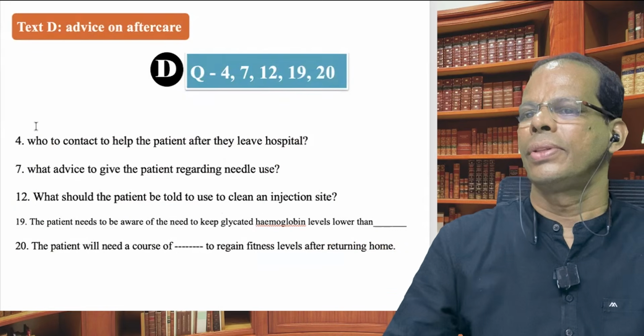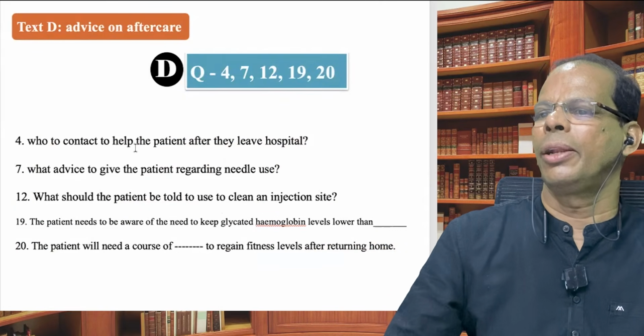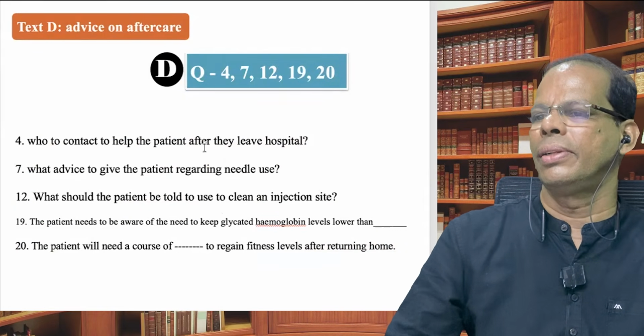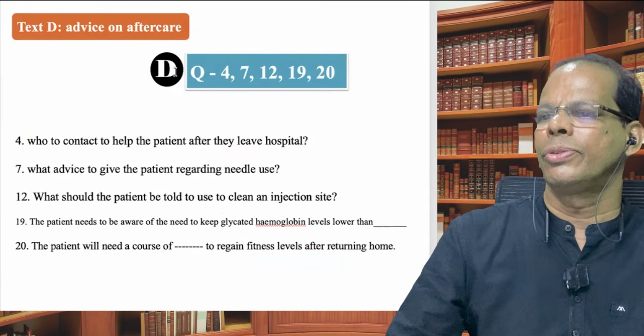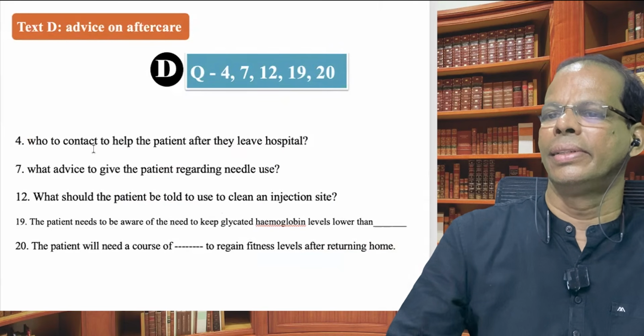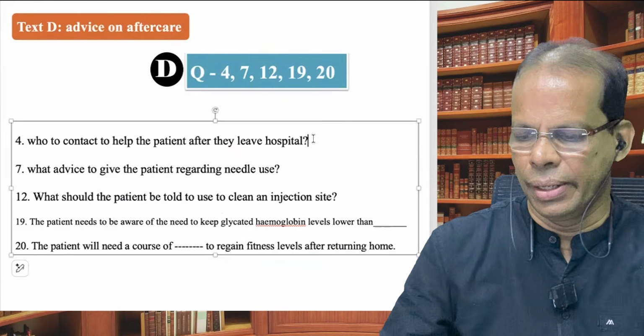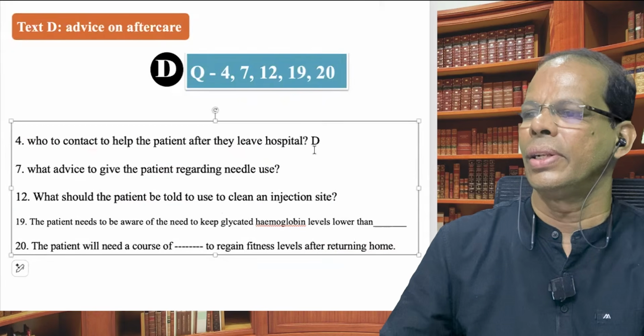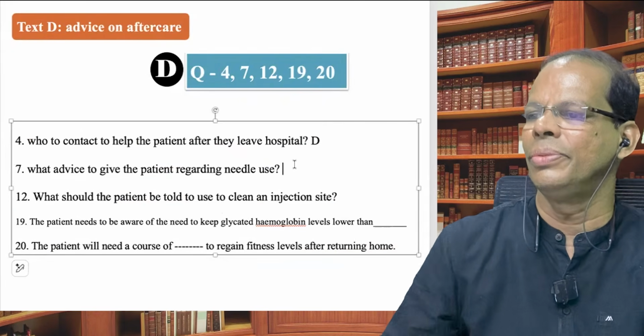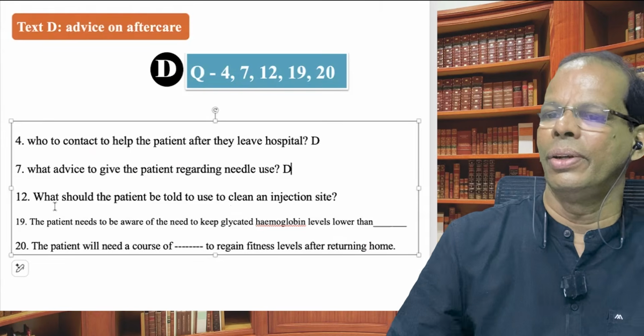So these are the questions. Who to contact to help the patient after they leave hospital? After they leave hospital, we said that is aftercare. That is just to mention D, the D letter, nothing special. The 7 also. What advice? We have already seen D regarding that, so we do not worry. We have to worry from here.